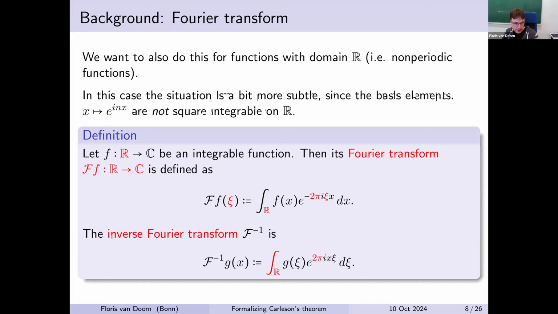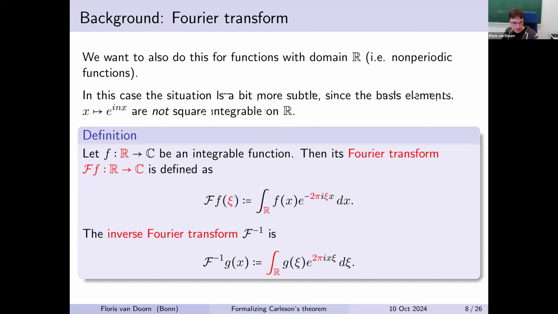And the inverse Fourier transform is also pretty similar to the Fourier series, except instead of the sum, we now have an integral. And what's actually nice is that there's now a symmetry between the Fourier transform and the inverse Fourier transform. They're basically the same, except that there's a minus sign in the Fourier transform that you don't have in the inverse Fourier transform.